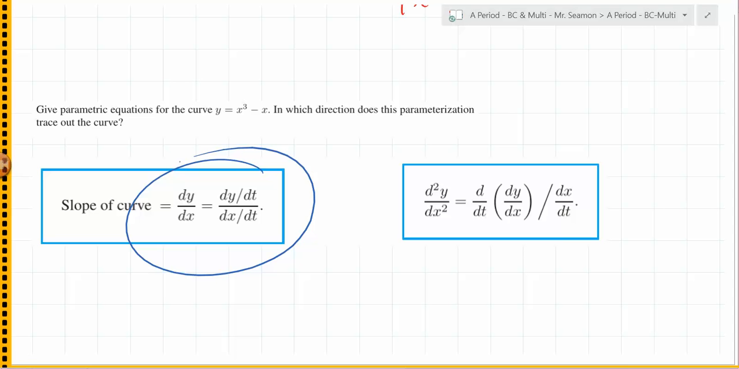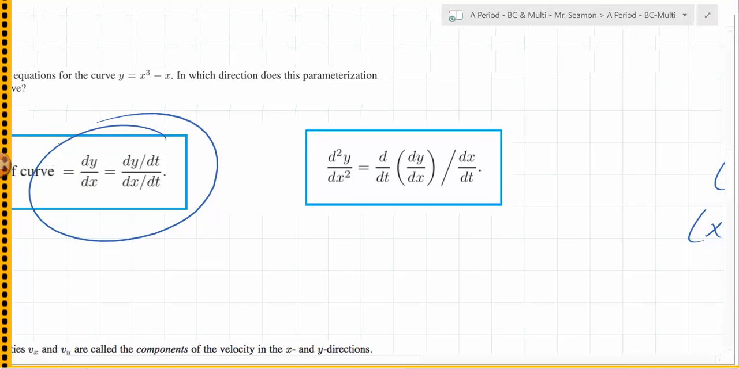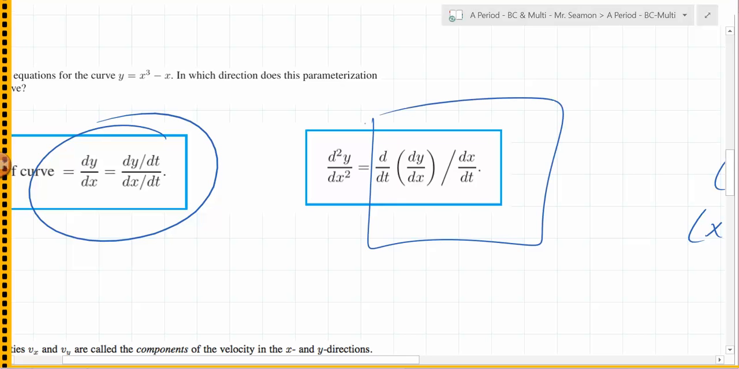Can someone explain to me what this says? The d something y, dx something. What is this right here? What is it, Ray? The second derivative, right? And what does this tell you have to do to compute the second derivative, given x in terms of t and given y in terms of t?